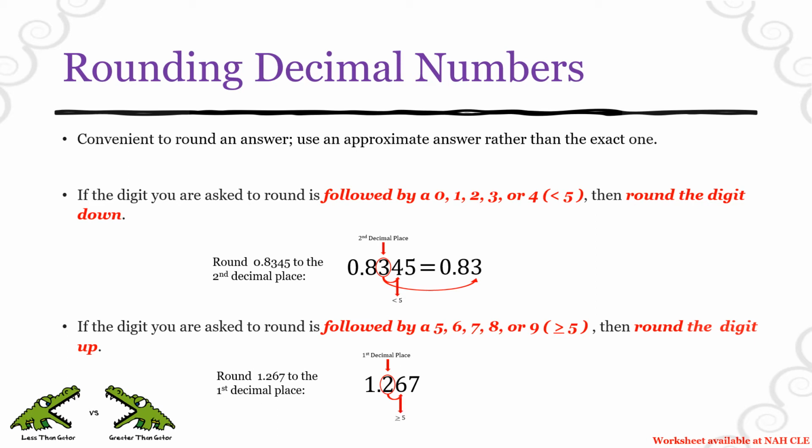Because this digit is a 6, which is greater than 5, we're going to round off 1.267 by adding 1 to the number in the first decimal place. Finally, drop off all the digits after the first decimal place. So 1.267 is approximated by 1.3 when rounded off to the first decimal place.